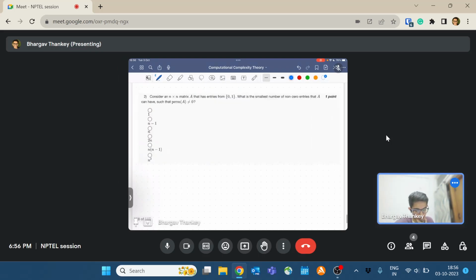Okay, let's look at the next problem. Consider an n cross n matrix A that has entries from 0, 1. What is the smallest number of non-zero entries that A can have such that the permanent of A is not equal to 0? The options are 1, n minus 1, n, 2n, n times n minus 1, and n squared. So which of these is correct?